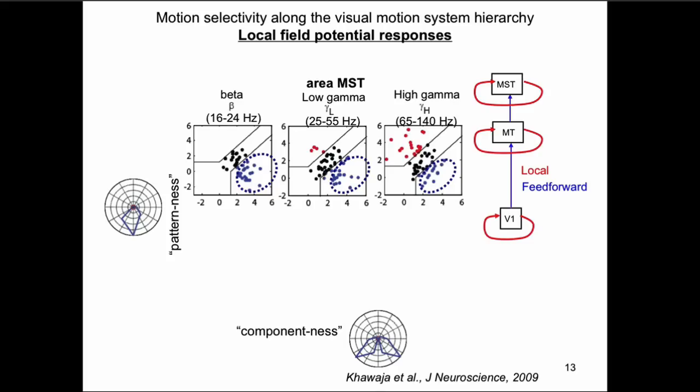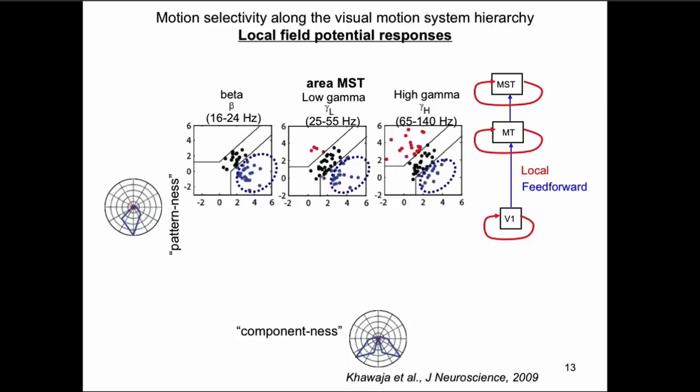Now we wanted to see what happens across the population. So this is data for area MST. Again, I'm plotting patternness and componentness. We see that there's a preponderance of component selectivity across the frequency spectrum in area MST, except for the high gamma where we see some mixture of pattern as well as component selective responses. So this makes sense because area MST gets most of its input from component selective neurons. It gets it from MT, it gets it from V1, and so on.